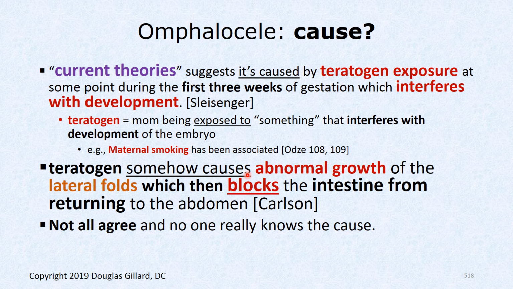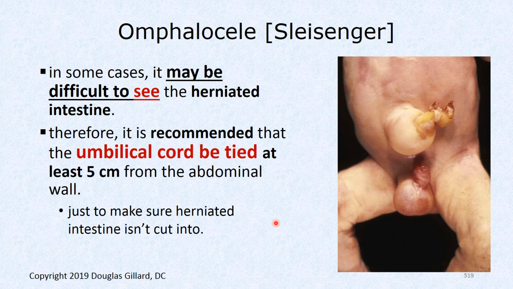So the teratogen somehow causes abnormal growth of the lateral folds. Oh, this is the theory though. So the theory is that the mutation occurs with the lateral folds, and the lateral folds overgrow the umbilical ring and block it. So the intestines aren't able to come back in. And that's Carlson, which is our most evidence-based book. So the lateral folds grow too thick, and block the umbilical ring, and the intestines get trapped out there. But not everybody agrees on this, so this would not be a good board question, because no one agrees on it.